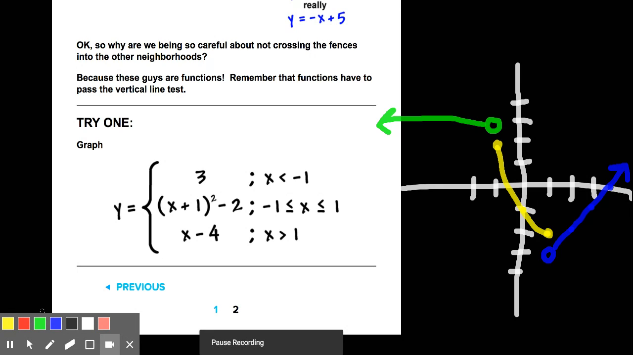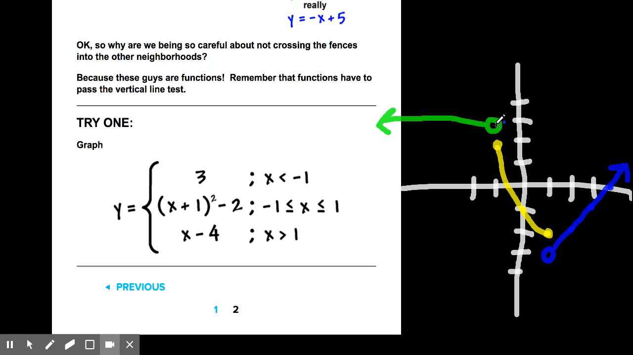Okay, so you should have something sort of like this when you finish. Open circle at -1 and the horizontal line y equals 3. Closed circle at x equals -1 for the parabola. Closed circle at x equals 1 for the parabola. Open circle at x equals 1 for the line x minus 4.